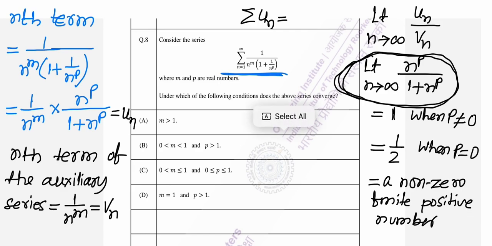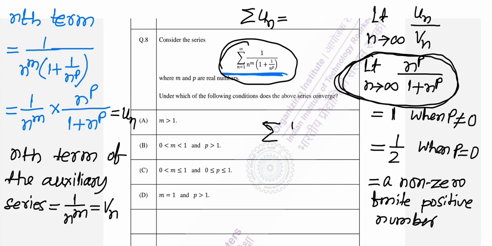and you know this series is nothing but this one that is in our question. The nature of this series depends upon this series, vn, and you know this series is nothing but this one, and you know this is convergent when m is greater than 1.